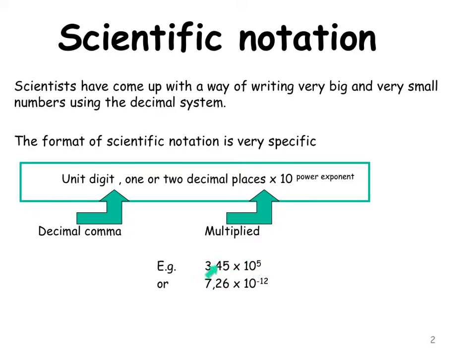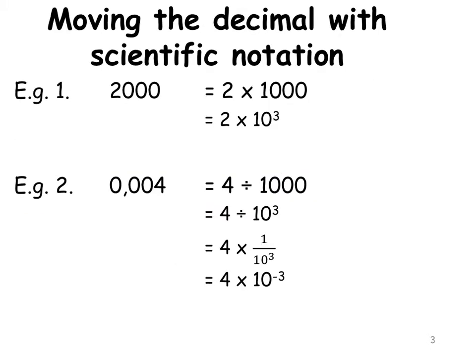That's a number bigger than 1. 7,26 times 10 to the negative 12 means it's a number much smaller than 1. So if I had 2,000, it really means 2 times 1,000, which is 2 times 10 to the power of 3. 0,04, hop the comma over 1, 2, 3 places. It's the same as 4 divided by 1,000, which is 4 divided by 10 to the power of 3. But we don't have a divide, we have to times it. And when I times, I tip in times. So I put that at the bottom, the 10 to the negative 3. And then when something's in the denominator, I can use a negative exponent.